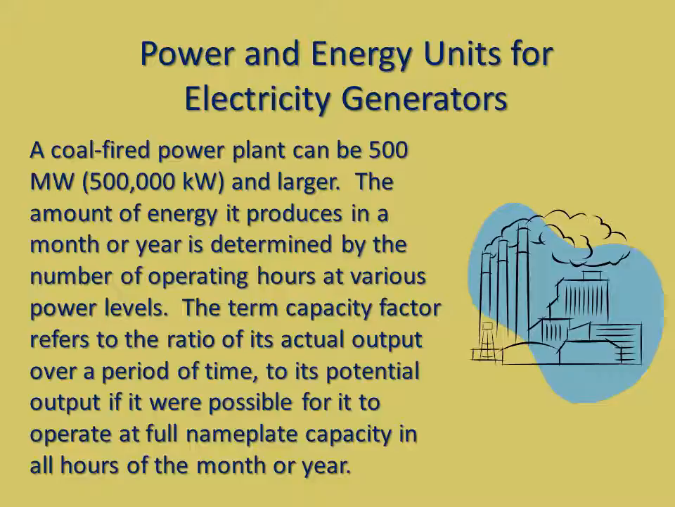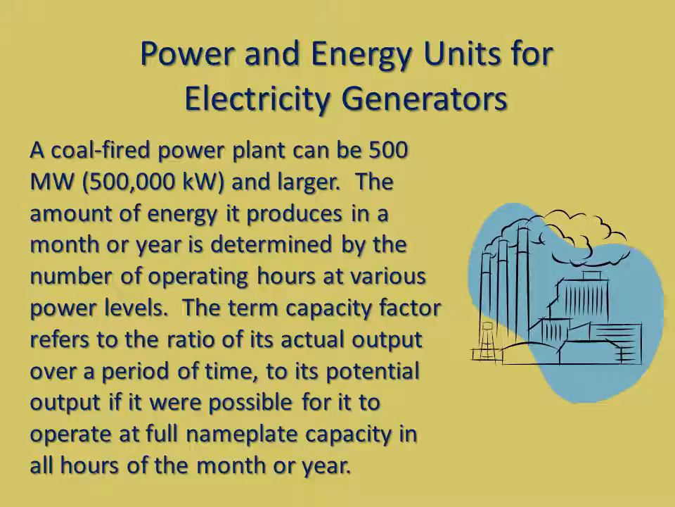So when we look at a coal-fired power plant, again, about 500 megawatts or larger, the amount of energy that it produces is really a function of how long the system is operating. So if it's operating 24/7, 365, there are 8,760 hours in a year. So we would multiply that by the power rating, 500 megawatts, to determine the total megawatt hours.